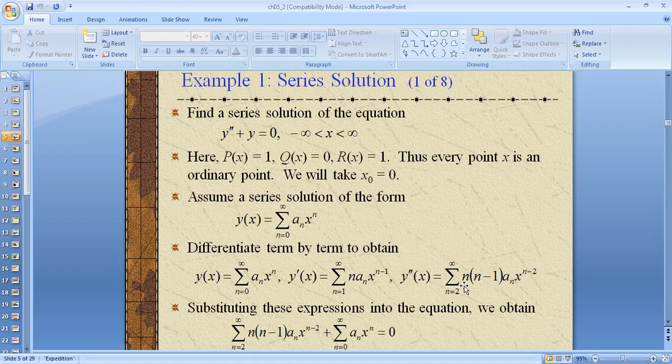So n will start with what? 2. Remember it. Now substituting these three values, y, the first derivative and the second derivative values, in the given differential equation. This is the second order differential equation. We get this only. Just y double dash equals this, and y equals what? The first derivative is absent here. Q(x) equals 0. So substituting these values, we get this equation.